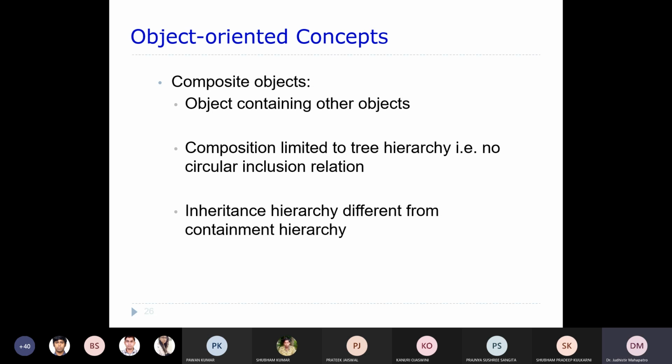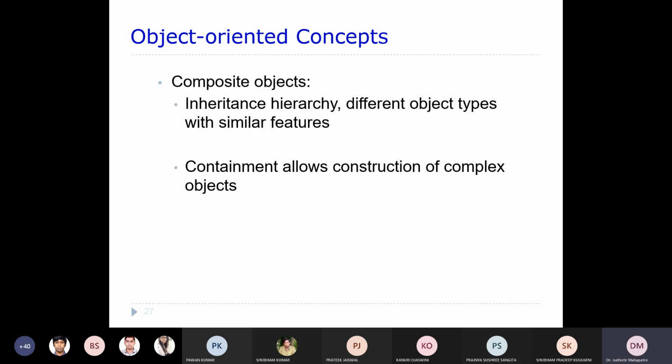You should not confuse this with the inheritance hierarchy that we have seen, the class inheritance, and the object containment hierarchy. These are a little different, okay? As part of any composite object, two different object types will have similar sort of features.